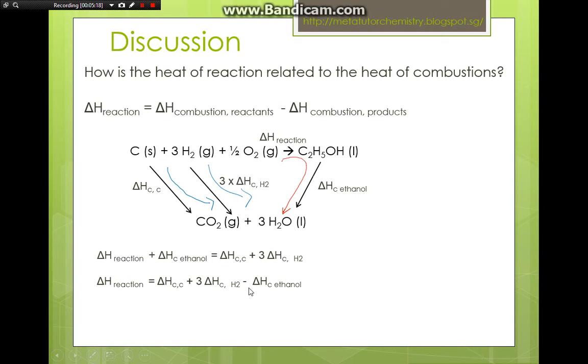Right. Why will this work? Because you realize the flow of the arrows. Your heat of reaction will always end up as the same side on the equation as the heat of combustion of your products. They will end up on the same side. So when we bring it over to make heat of reaction the subject, you'll be subtracting the heat of combustion of your products.